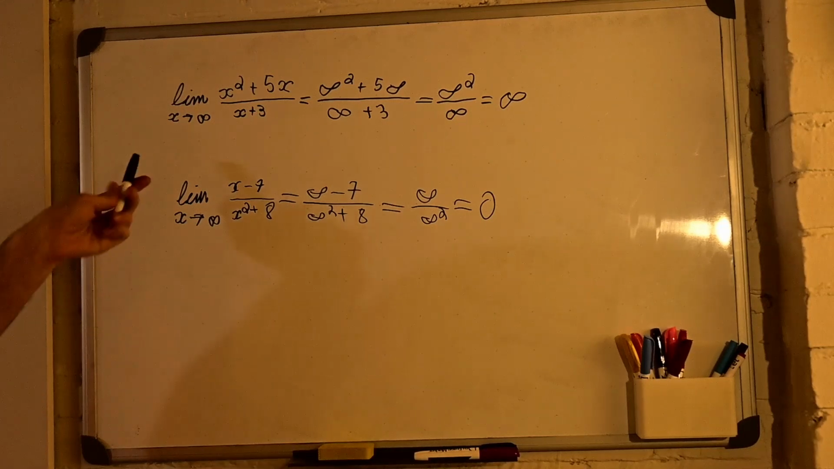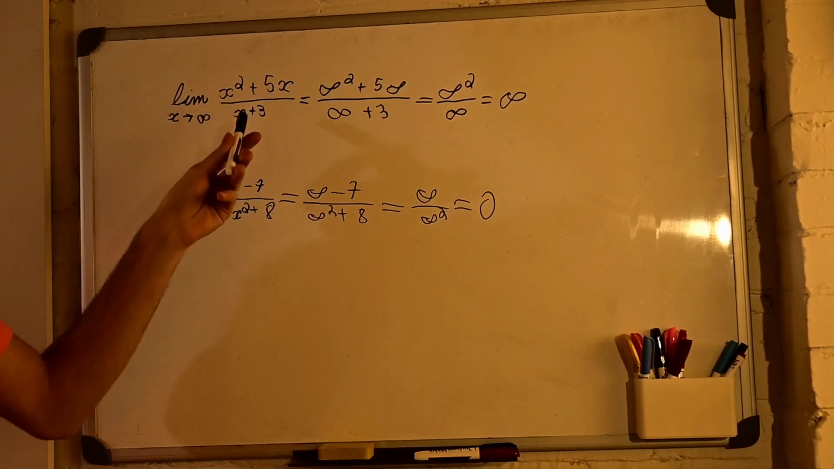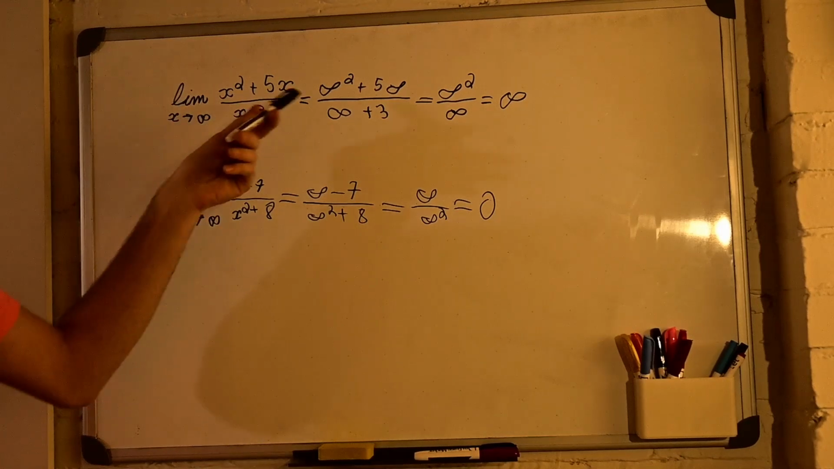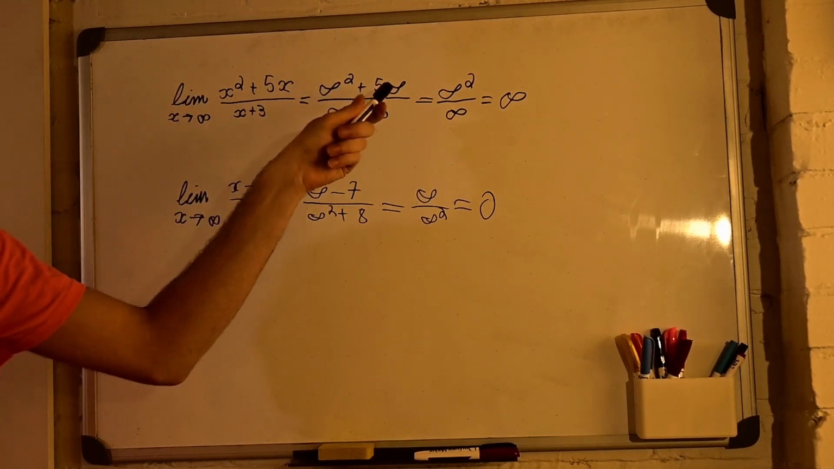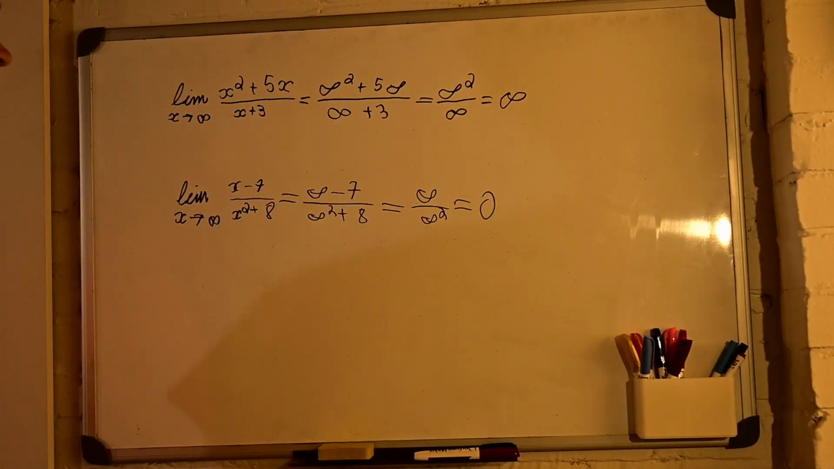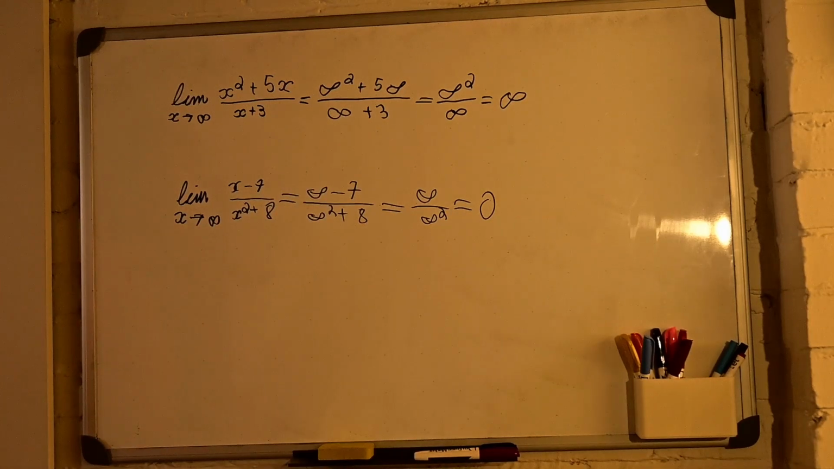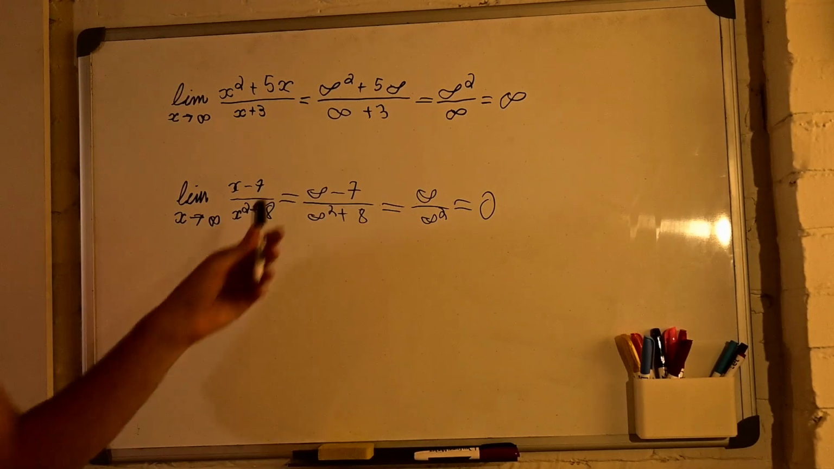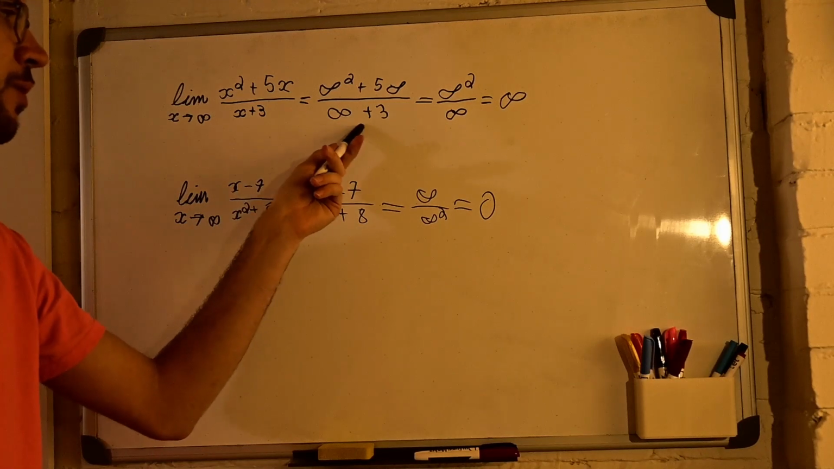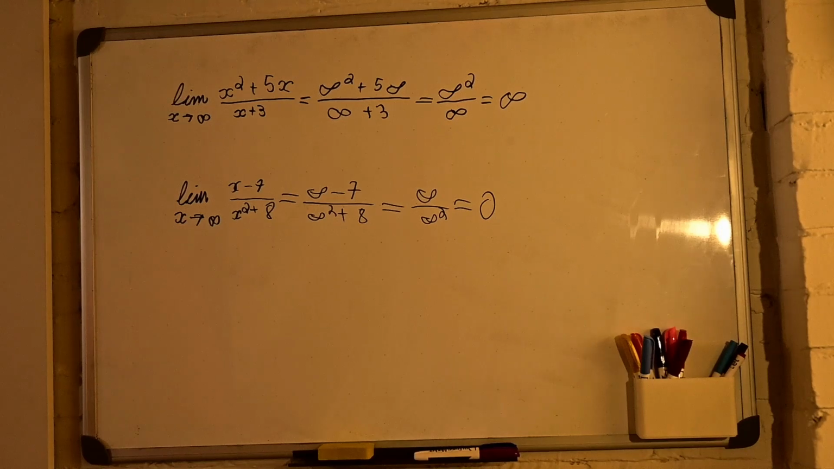So right here we have the limit as x approaches infinity of x squared plus 5x divided by x plus 3. So we plug in infinity. We have infinity squared plus 5 times infinity, and sorry if my infinities look weird, they're just kind of hard to draw, divided by infinity plus 3. Like I said before, infinity plus 3, the plus 3 goes away, right? You can add or subtract any number to infinity, it's still infinity.